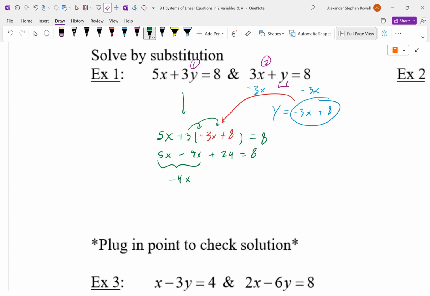Let's go ahead and subtract 24 from both sides. Negative 4x is equal to negative 16. We divide by negative 4. And we get x is equal to 4.